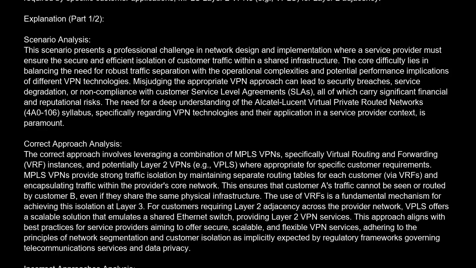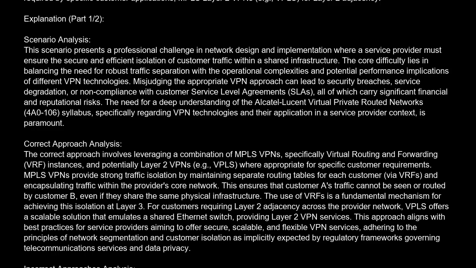A deep understanding of the Alcatel Lucent Virtual Private Routed Networks 4A0-106 syllabus, specifically regarding VPN technologies and their application in a service provider context, is paramount. Correct approach analysis. The correct approach involves leveraging a combination of MPLS VPNs, specifically virtual routing and forwarding, VRF instances, and potentially Layer 2 VPNs, e.g. VPLS, where appropriate for specific customer requirements.